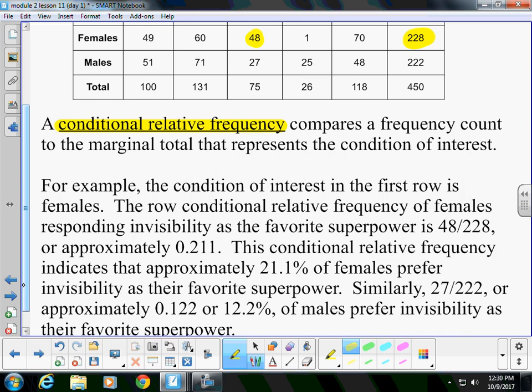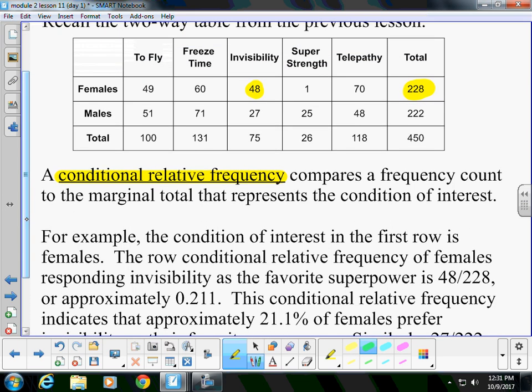Similarly, 27 out of 222, or approximately 0.12 or 12%, of the males prefer invisibility. And those numbers came from the males who chose invisibility divided by their total. Okay, so we're not dividing by the total that were surveyed, we're dividing by each gender's total amount.